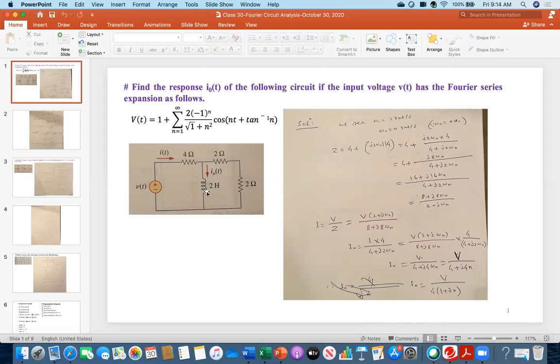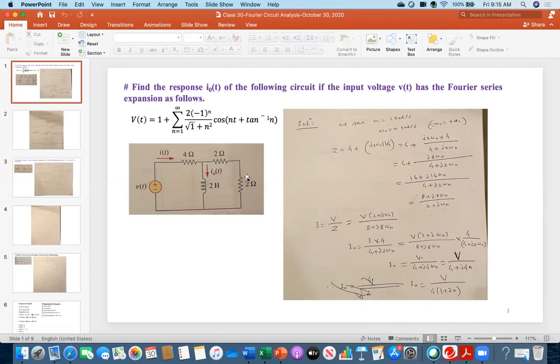Because you have to find i naught of t, whether for this function or that function, let's generalize it, because you have to find this current. If you know your total current, what is i of t, then you can find the current i naught of t by applying the current divider rule, right? So what is the first step? First, you can find the equivalent impedance, or the total impedance, of the circuit.